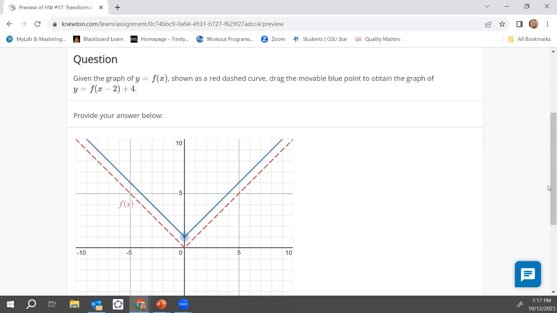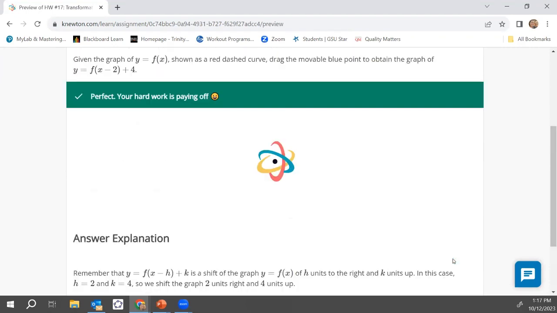All right, let's go to this guy here. Again, the dashed one is where we start. And all it wants us to do is shift left, right, up, and down. So x minus 2 means I'm going to go 2 to the right, and then outside plus 4 is up 4.